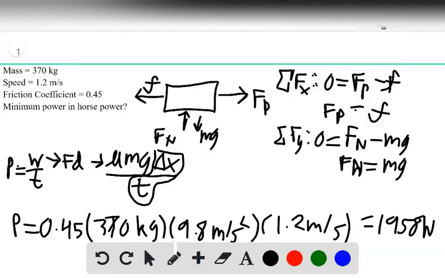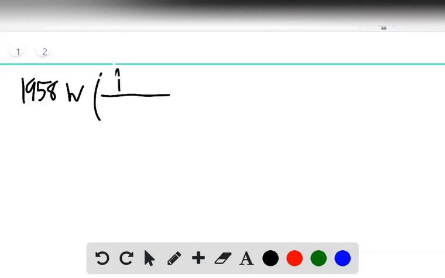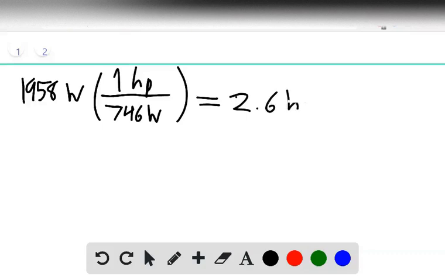But we are asked to give this in horsepower. So 1958 watts, we need to convert to horsepower. 1 horsepower equals 746 watts. Divide that and you get 2.6 horsepower.